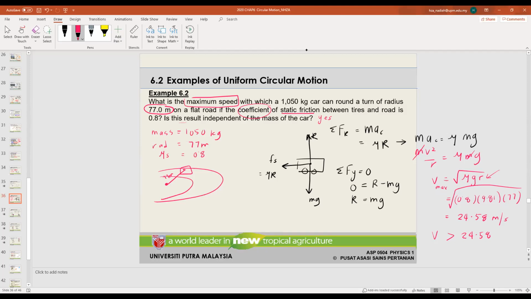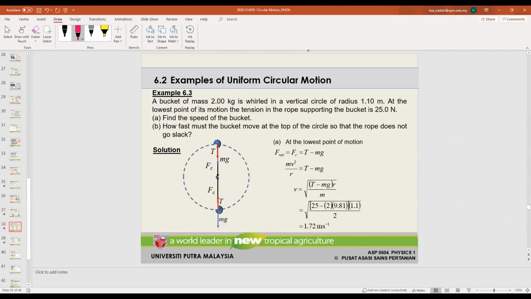Okay, any questions? Dr. Nahat? Yep. That means as the car is further away from the center of the track, it needs a larger velocity. Yep, correct. Thank you, Doctor.